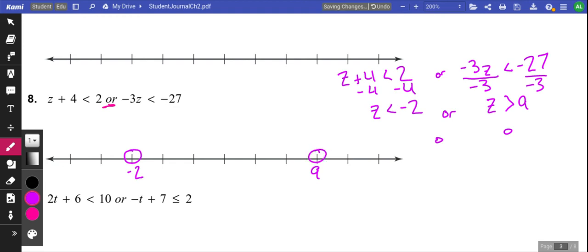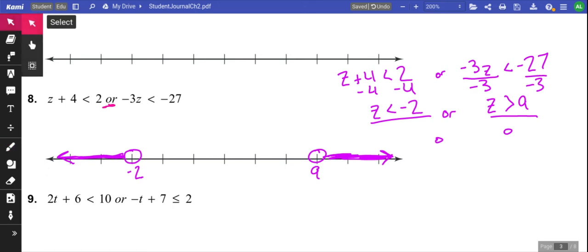And this is an or, so you know they're going to be pointing away from each other, but look at each one of these. z is less than negative 2. That makes sense, I'm going this way on my graph. And then z is greater than 9, so I'm going up this way. And there's my or compound inequality.